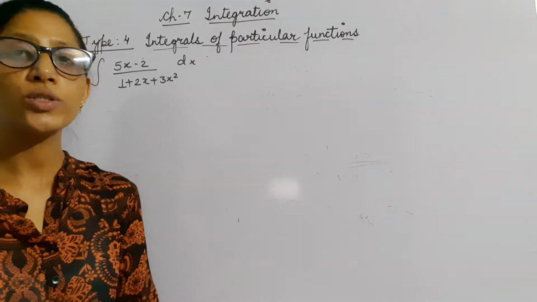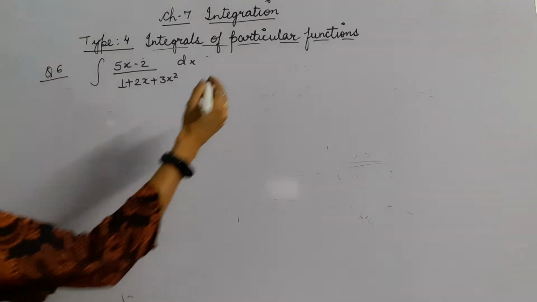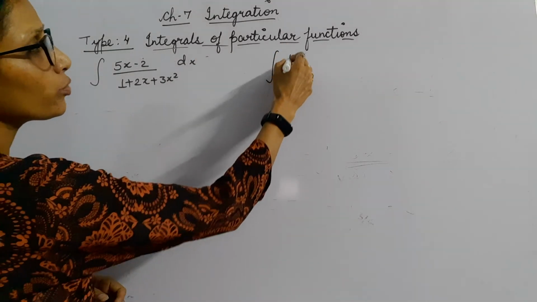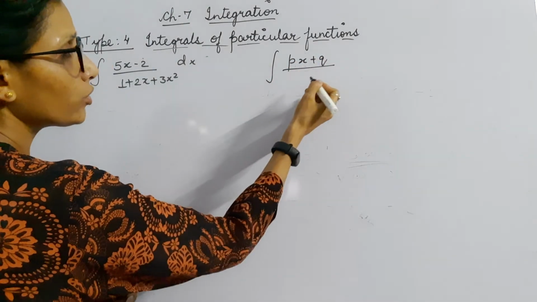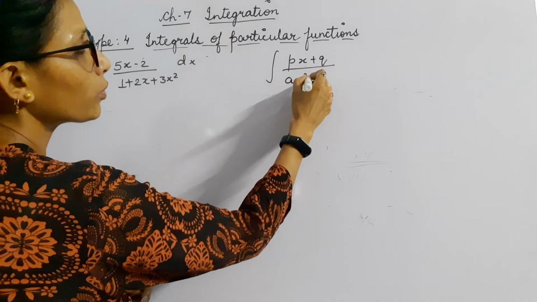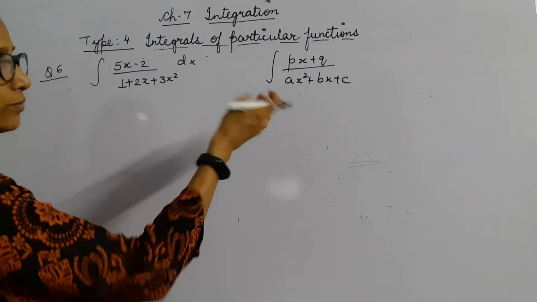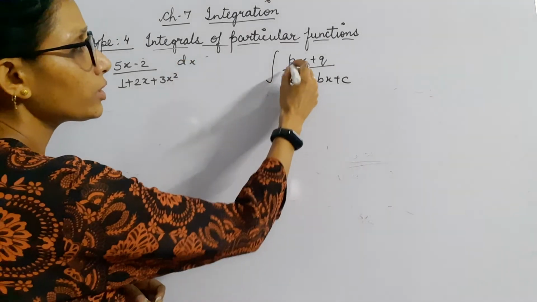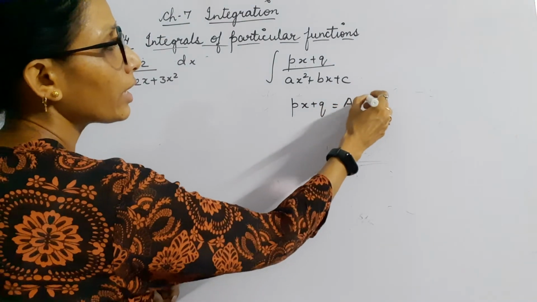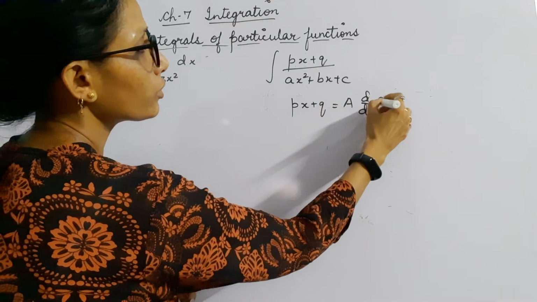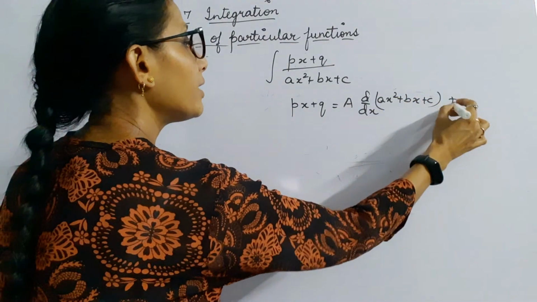Let's see this question, children. This is a different type of question, and you need to remember this whenever you are given some polynomial upon some quadratic, whether it is in root or not in root. Then you have to adopt a formula or working rule. That means you will be writing px plus q equal to a times the differentiation of ax square plus bx plus c, and add a constant.